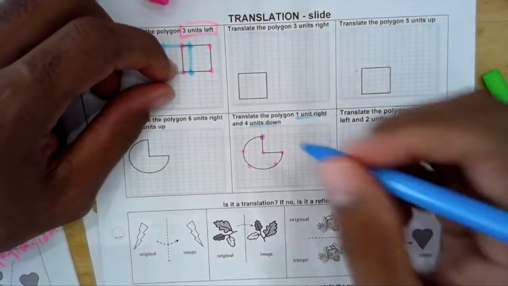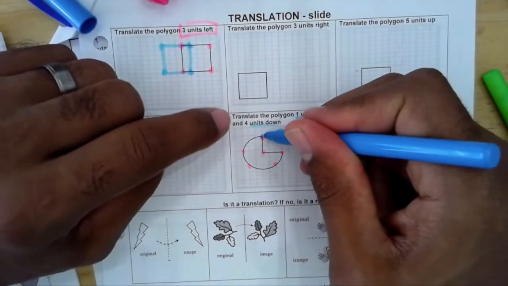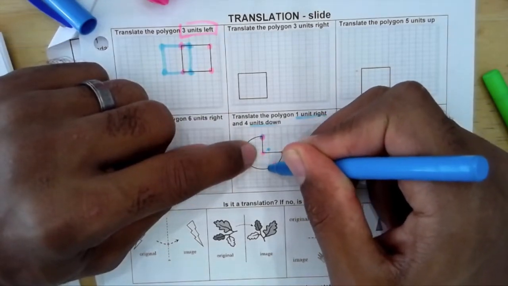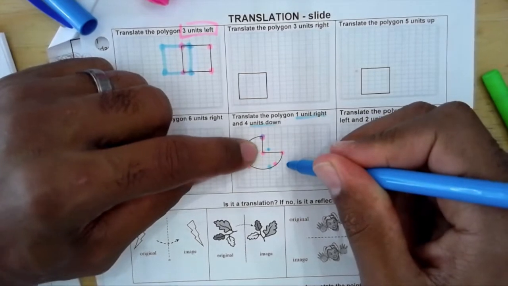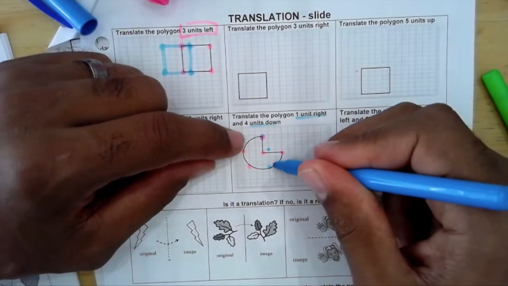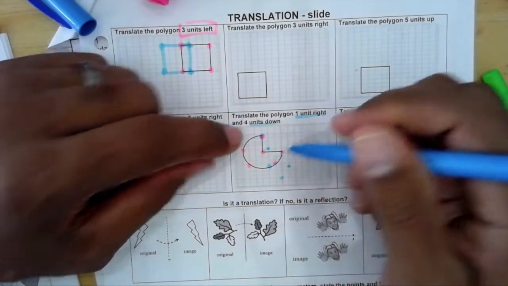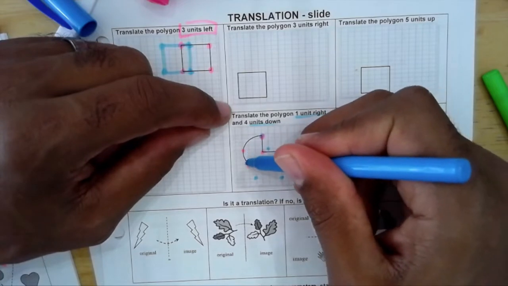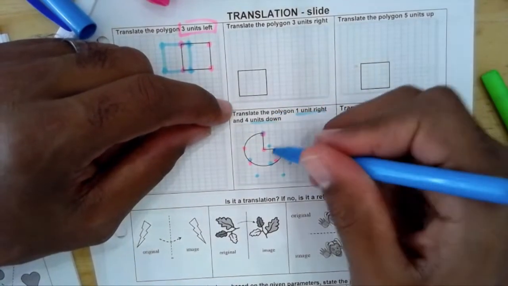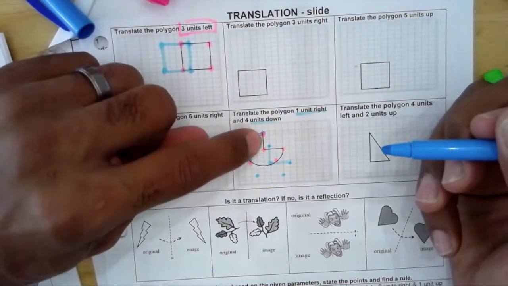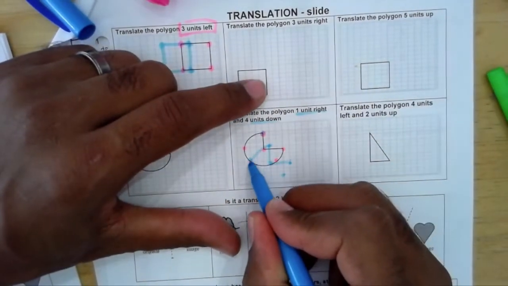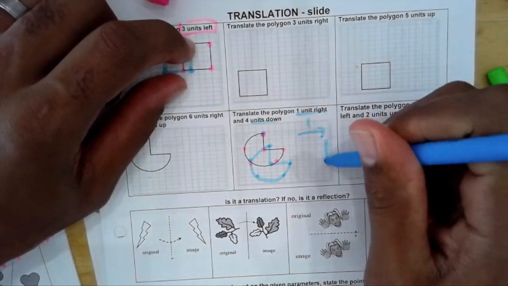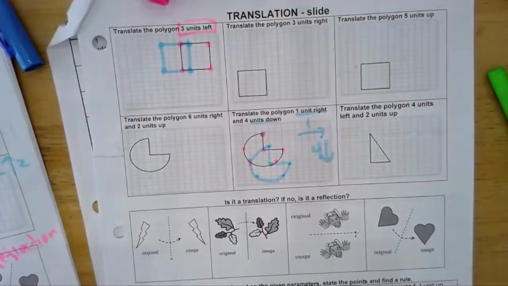and 4 units down. So starting with this one on the top, 1 right, 4 down. This one right here, 1 right, 4 down. 1 right, 4 down. I'm doing it for every point. All right, so now I have this corner right there. And then I just draw the circle going around. And there's the shape. You can see that it just moved 1 unit right and then 4 units down. Okay, so that's what you're going to be doing with all those.